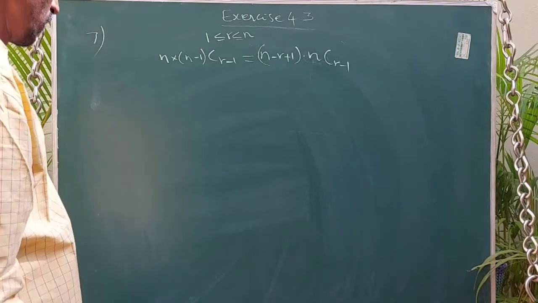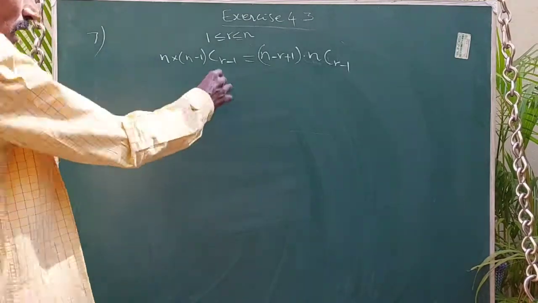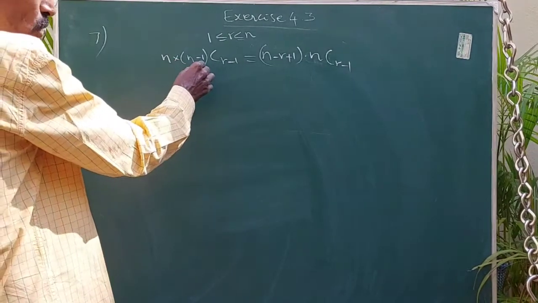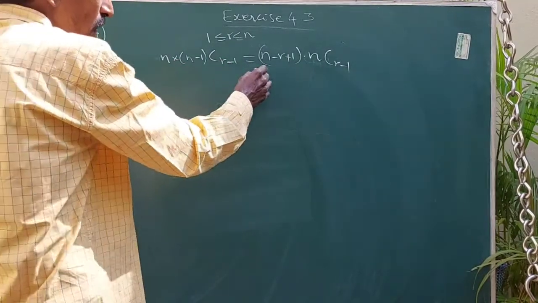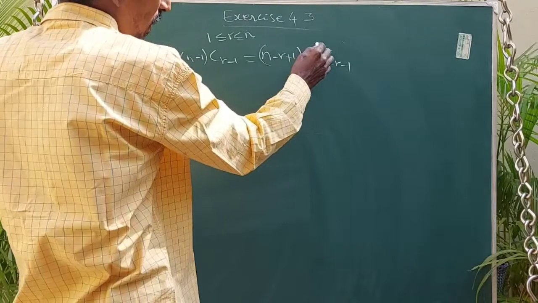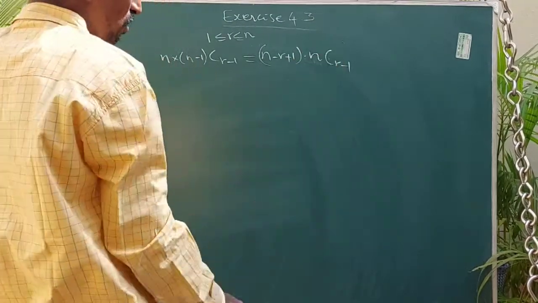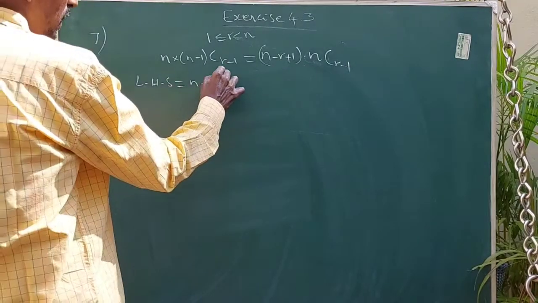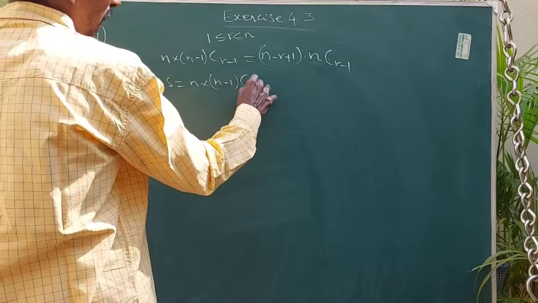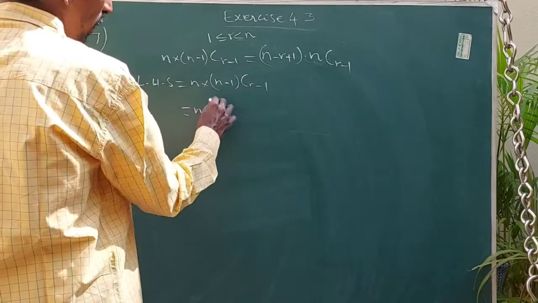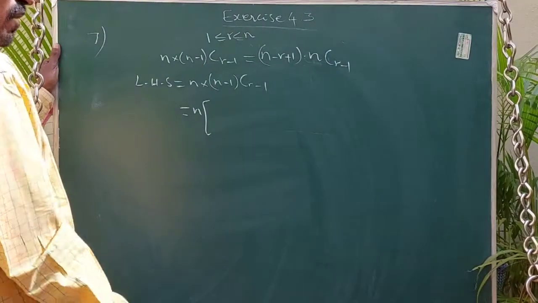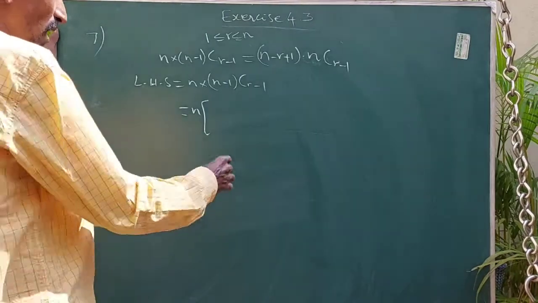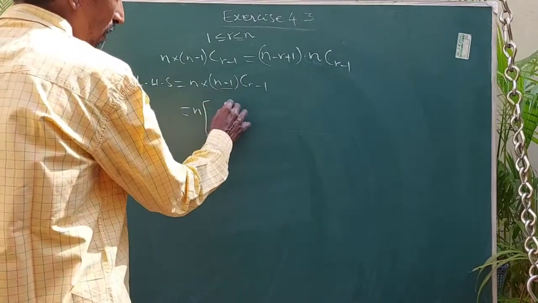Question number 8. Prove that if 1 is less than or equal to r less than or equal to n, then n into n minus 1 C r minus 1 is equal to n minus r plus 1 into nC r minus 1. Obviously take the LHS. So n into n minus 1 C r minus 1. Keep n. For the remaining, apply the formula nCr, n factorial by n minus r factorial into r factorial. In the place of n we have n minus 1.